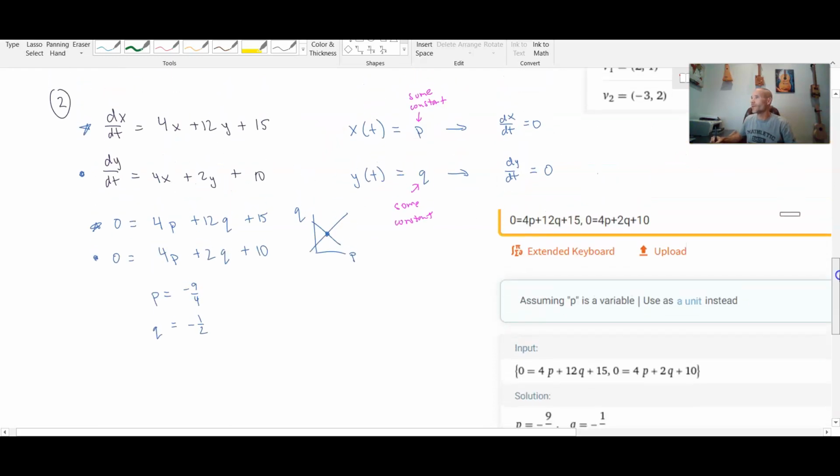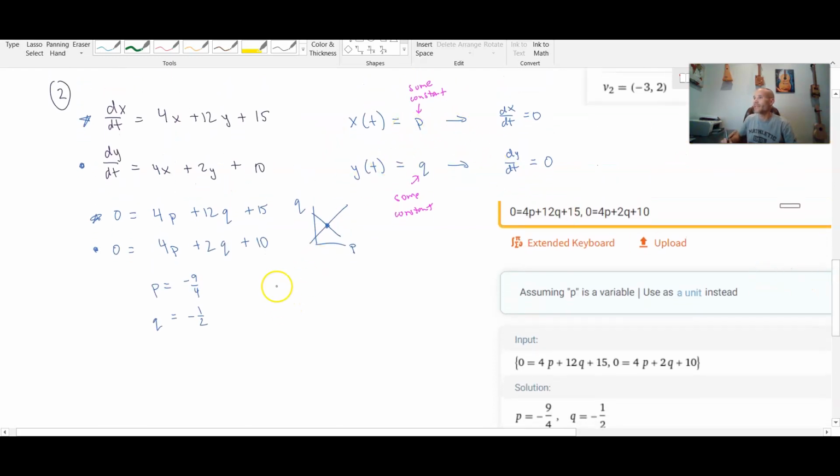All right, so what does that tell me? Well, that tells me that as long as x of t, or what we should call x sub p of t, that's the particular solution, is equal to negative 9/4, which we just found, and y particular of t is equal to negative 1/2, then if I have x being negative 9/4 and y being negative 1/2, that will solve this equation here.